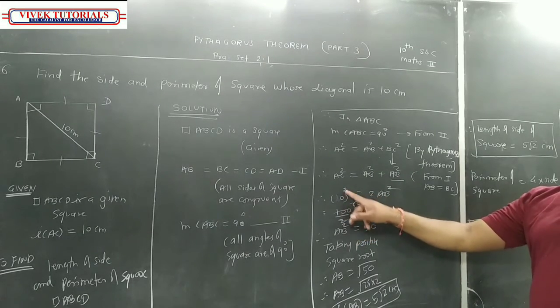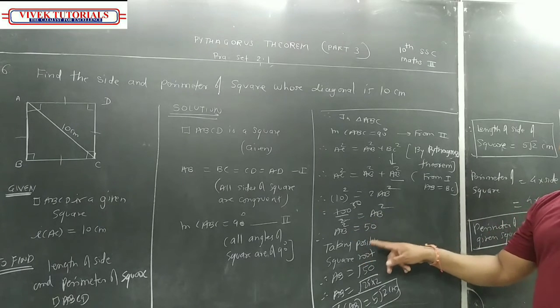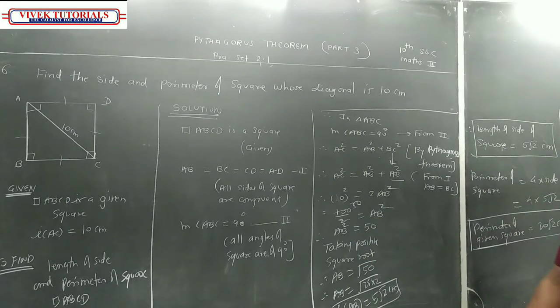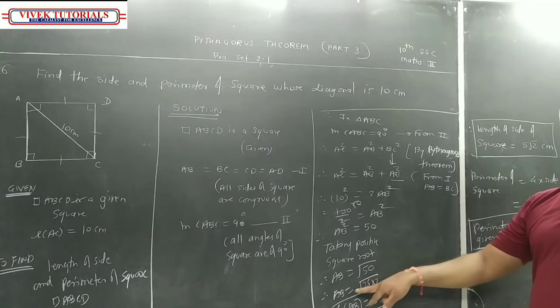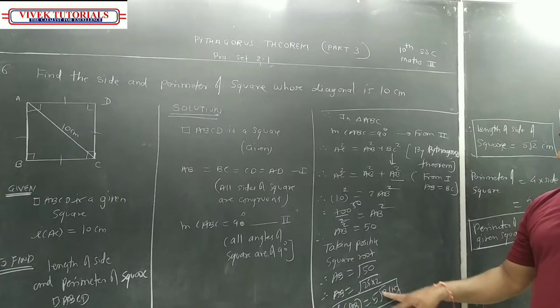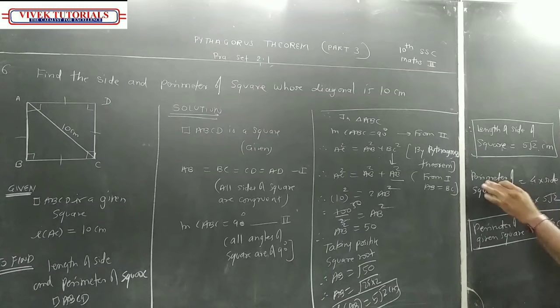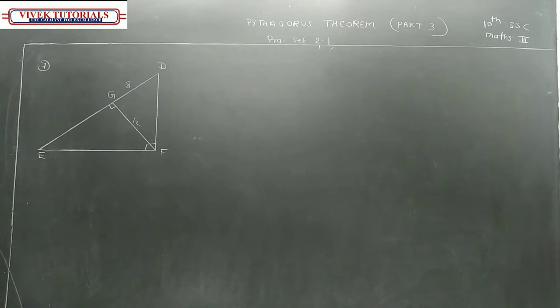This 10 square is 100. 100 divided by 2 is 50. So AB square is equal to 50. Taking positive square root, AB is equal to root 50. So AB is equal to root of 25 into 2. 50 how do we write? 25 into 2. 5 will come out. So 5 root 2 centimeter. Length of side of square is equal to 5 root 2 centimeter. And perimeter of square is equal to 4 into side. That is 4 into 5 root 2. That is 20 root 2 centimeter. Copy it down properly. Okay.